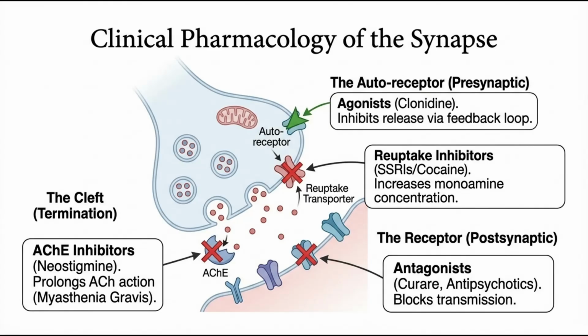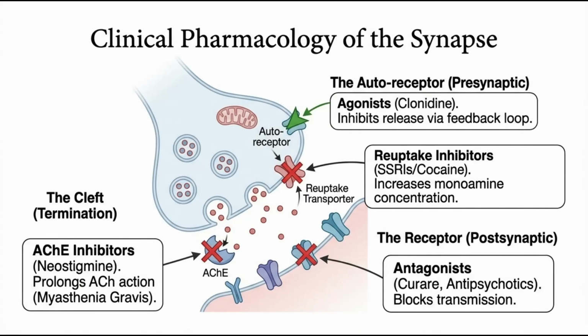Right. In myasthenia gravis, the patient's own immune system destroys their nicotinic ACh receptors at the neuromuscular junction. They have fewer receptors, so they get profound muscle weakness. By giving an AChE inhibitor, we prevent the breakdown of ACh. We flood the cleft with a higher concentration of ACh for a longer time, so that the few receptors that remain are much more likely to be activated. It restores muscle strength. And finally on this slide, receptor blockade.